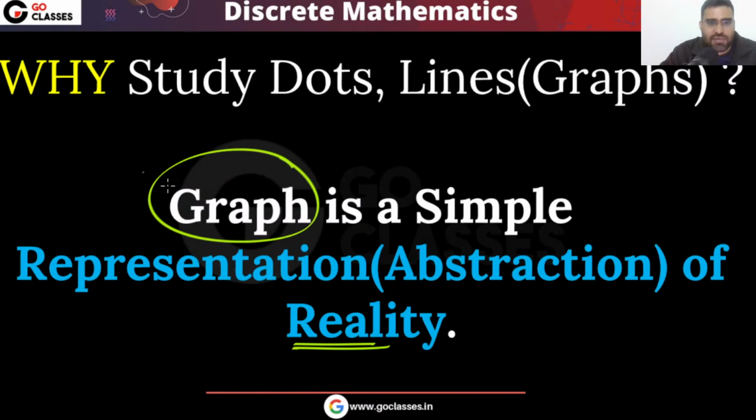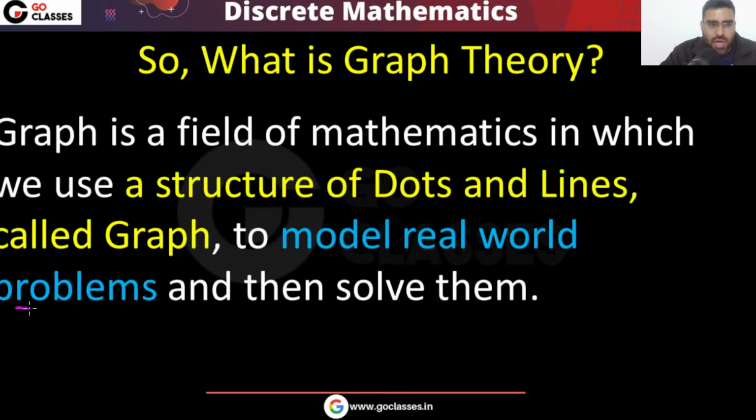So finally I can say, a graph is an abstraction of reality. If you have some real life problem, some real world problem, you can convert this problem into a graph.